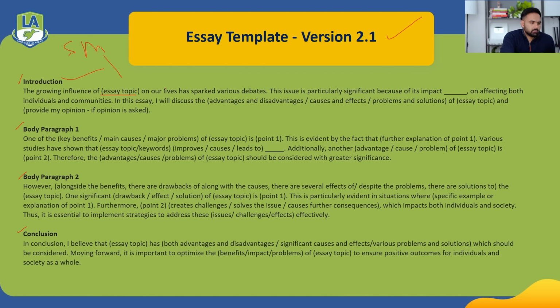We come on to the third paragraph, body paragraph 2, where we'll be discussing the disadvantages. However, alongside the benefits, there are drawbacks of social media. One significant drawback is that it can lead to addiction and reduced productivity, as excessive use often distracts people from their daily responsibilities. Now, if you look at the drawback, I have not just written it impacts the health. It reduces the productivity. Try to write it a bit long.